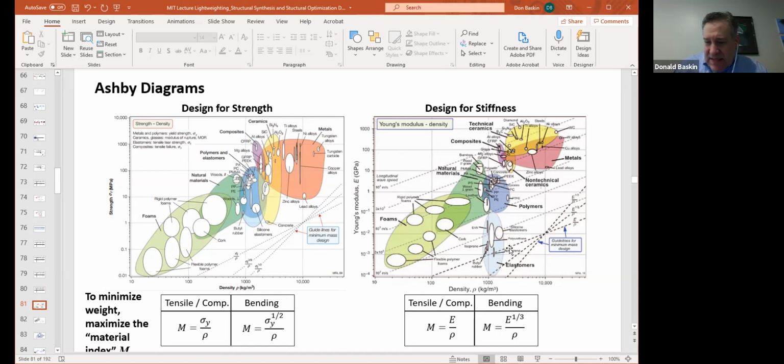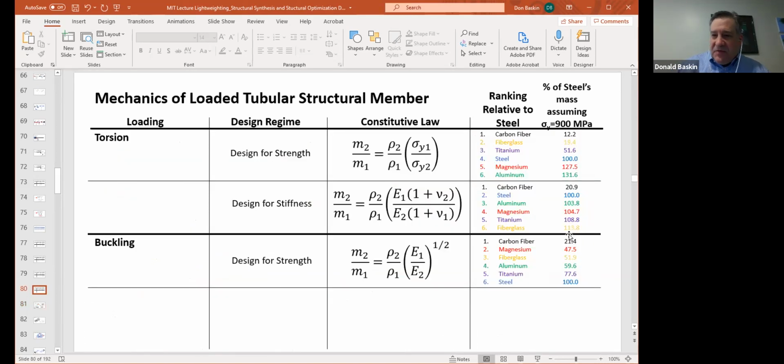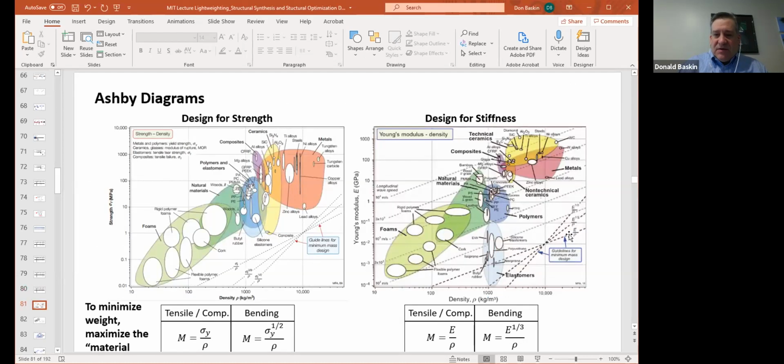But these dashed lines have different slopes as a function of the different modes of loading, and that's what these equations here are. If you figure this out already, good for you. But these are really just the same things as this. These graphs are just a graphical representation of these tables here. They're exactly the same thing, except Michael Ashby did a much better job of it. But that's why he's a professor at Cambridge.